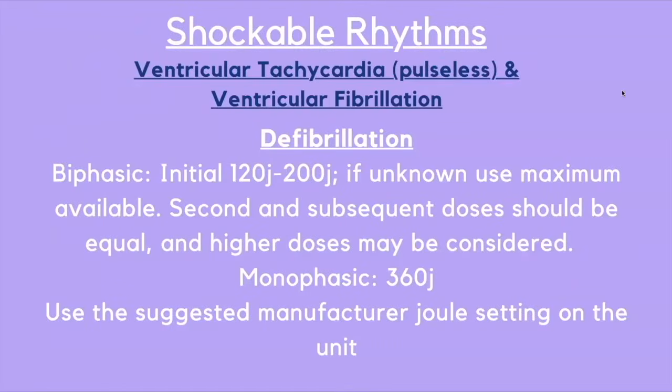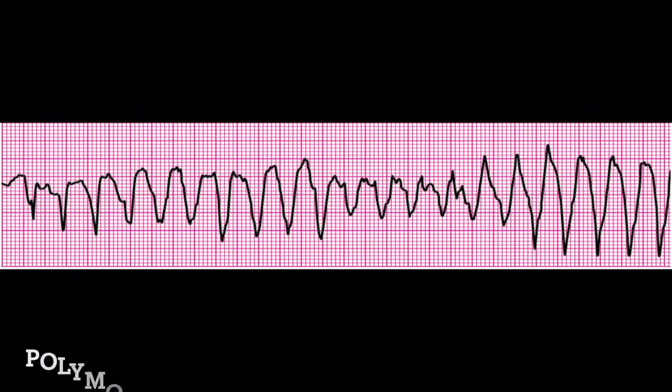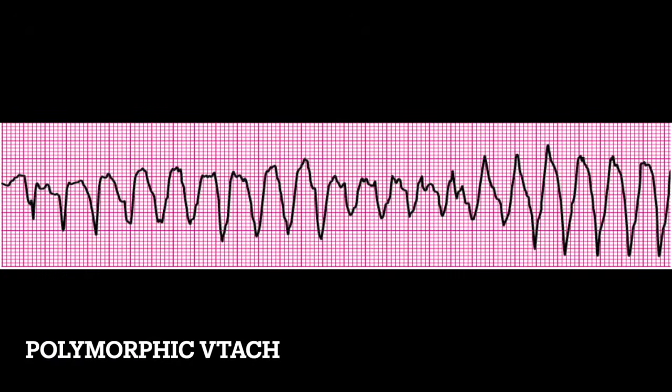Shockable rhythms. The way I remember which rhythms are shockable is with my little jingle. And it goes D fib for V fib and pulseless V tach. Don't defib asystole, you won't get them back. D fib for V fib and pulseless V tach. Don't defib asystole, you won't get them back.